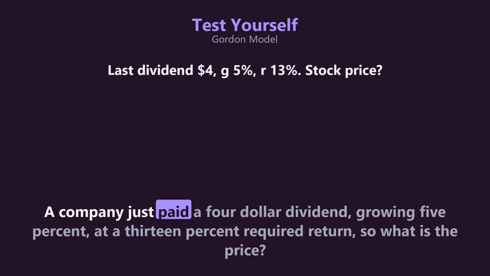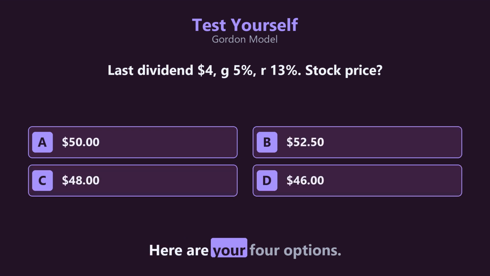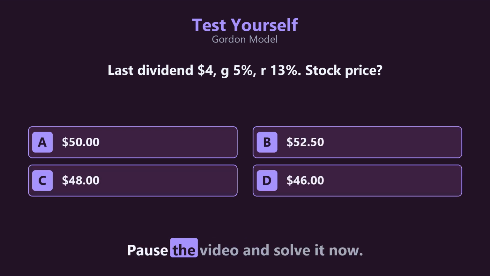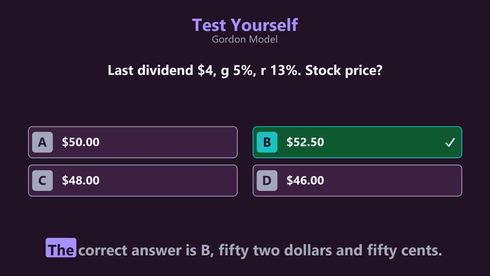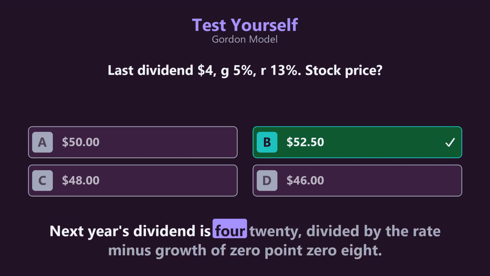Quick quiz, test yourself. A company just paid a $4 dividend, growing 5% at a 13% required return, so what is the price? Here are your 4 options. Pause the video and solve it now. The correct answer is B, $52.50. Next year's dividend is $4.20, divided by the rate minus growth of 0.08.